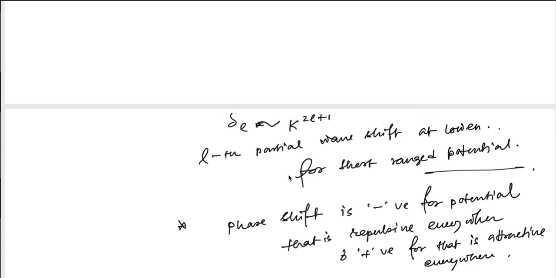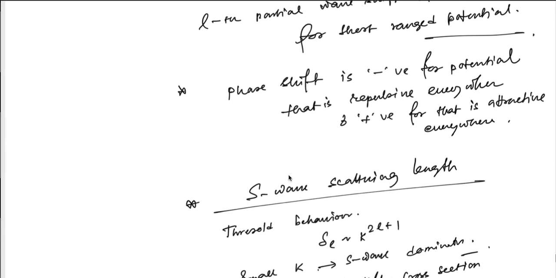The second statement, which can also be checked and proved with a little bit of algebra, is that the phase shift is positive for an attractive potential and negative for a repulsive potential. So just by looking at the phase shift, you can say many things about the problem. And there is a practical side to it.